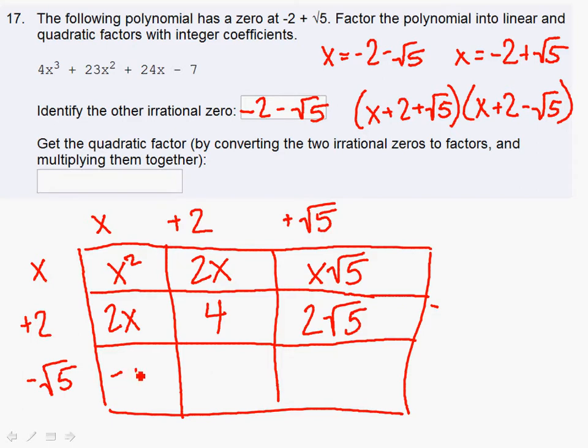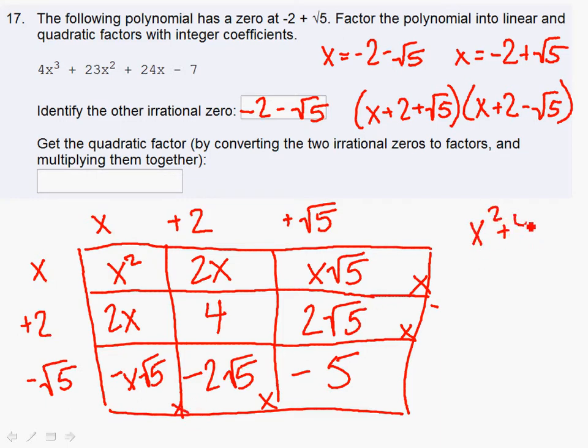Then we have negative square root of 5. And then we have negative 2 times the square root of 5. And we have negative 5. When we combine like terms, this one's going to cancel out with this one. This one's going to cancel out with this one. So we're left with x squared plus 4x minus 1. This is the second way to do it.